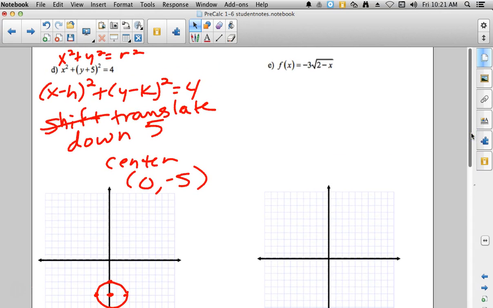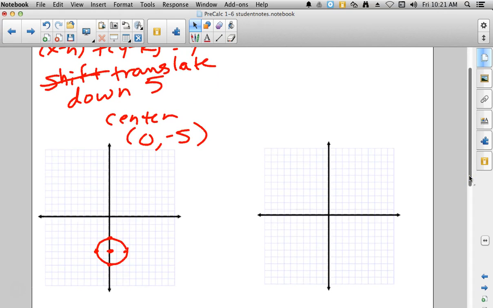Was there anything else we were supposed to tell them on this? Oh, domain and range. I'm not sure we need to do that together. You guys feel okay about domain and range? Okay. Well, then let's do it with the circle. That would be a good one to do that domain and range stuff. Domain of our little circle.